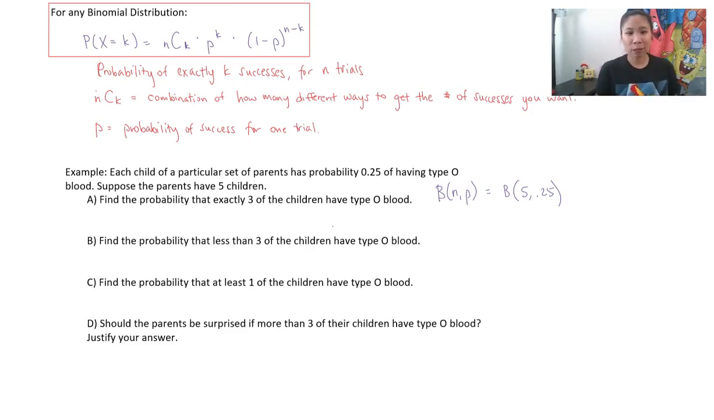So part A, find the probability that exactly 3 of the children have type O blood, meaning we're looking for the probability of 3 successes. So we are trying to calculate where x equals 3.